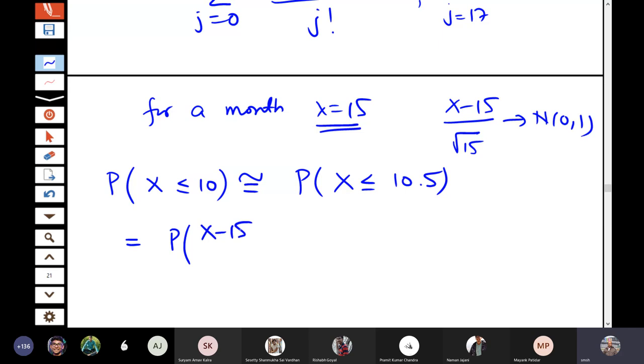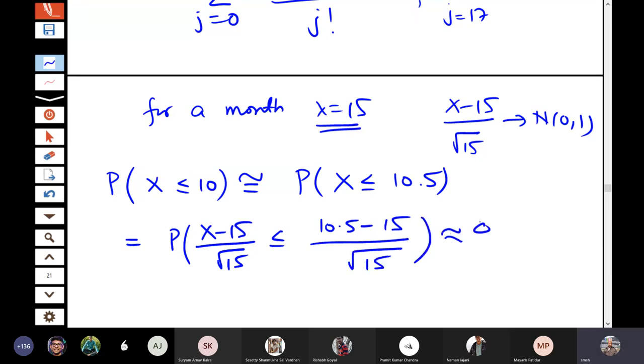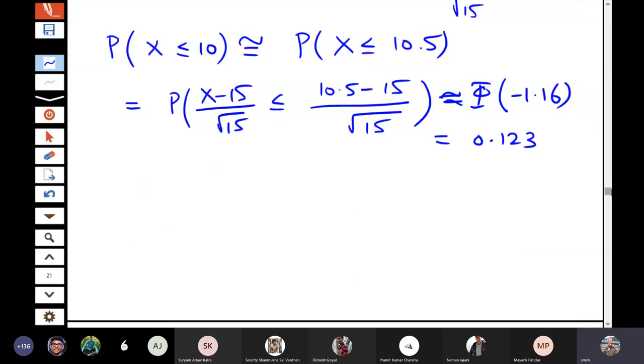So this is the probability that (x minus 15) by root 15 is less than or equal to (10.5 minus 15) by root 15. That is phi of minus 1.16, which you can easily check from the tables of the normal distribution. It is 0.123. Up to 2 decimal places, this is accurate even if you calculate directly using that e to the power minus 15 formula. So this is a very good approximation. Actually, the difference is only 0.005.